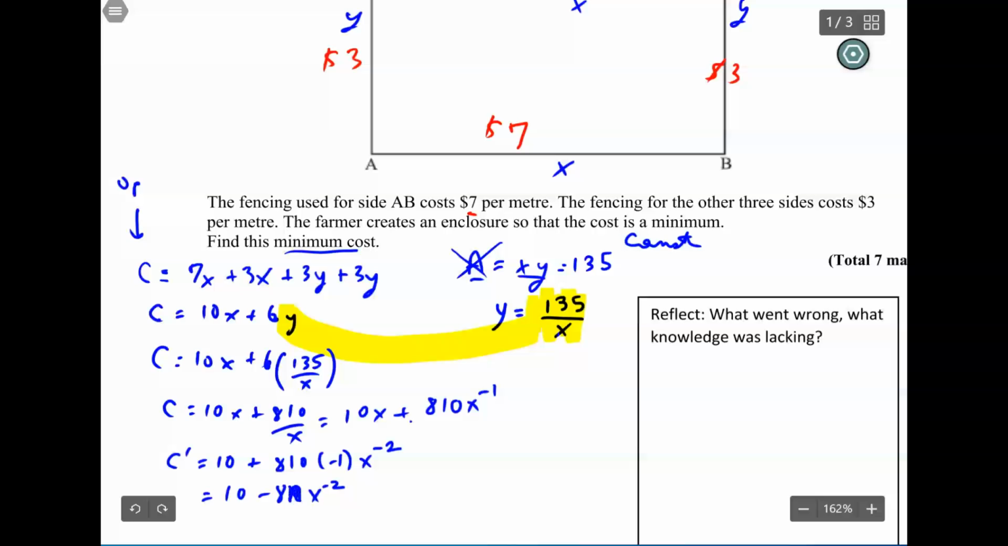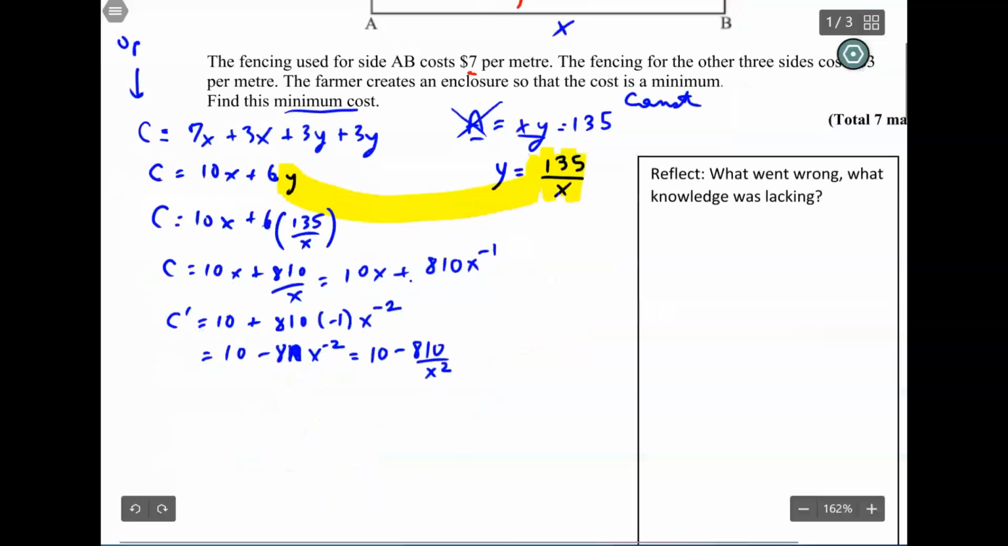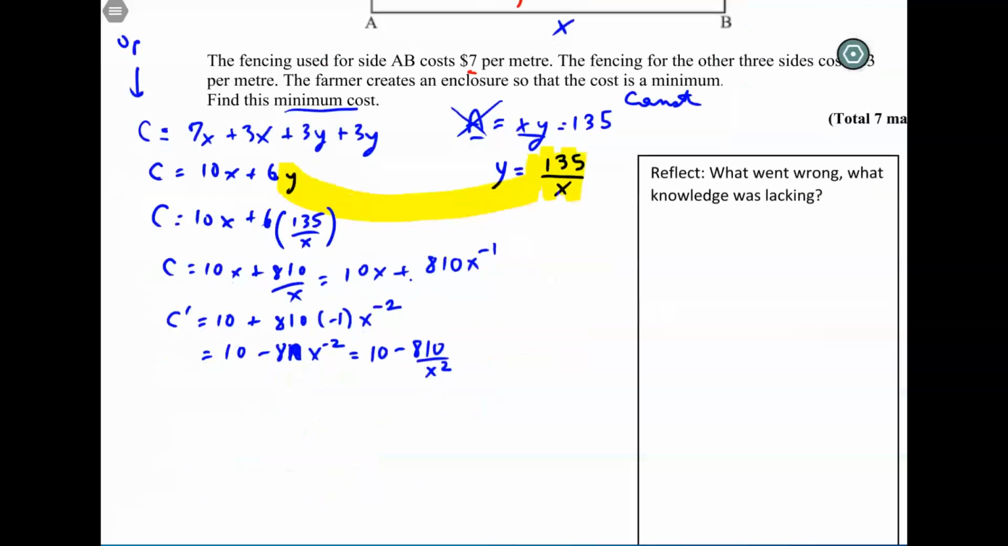Okay, now I'm going to rewrite it again with x squared in the denominator, because now it's easier to solve in this format. I'm going to set the derivative equal to 0 because the maximum and minimums always occur when C dash equals 0. Now I'm going to add 810 over x squared to both sides to move it to the right. Now I'm going to cross multiply to get x squared in the numerator.